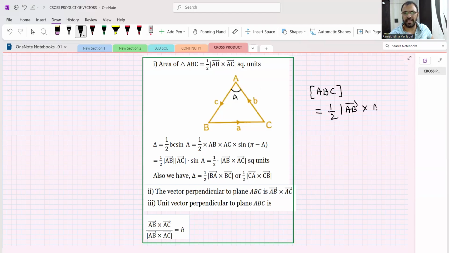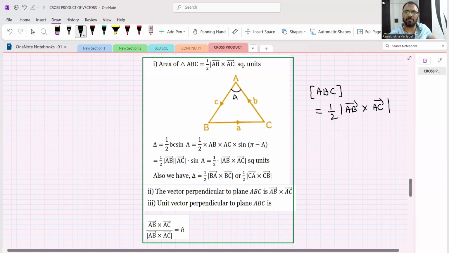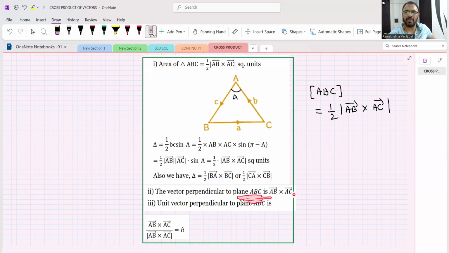You begin with the same letter. We usually ask for the scalar area of the triangle. So what is the vector perpendicular to the plane of ABC? Nothing but AB bar cross AC bar, because AB bar cross AC bar is perpendicular to AB bar as well as AC bar vector.